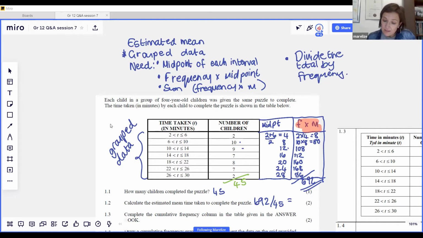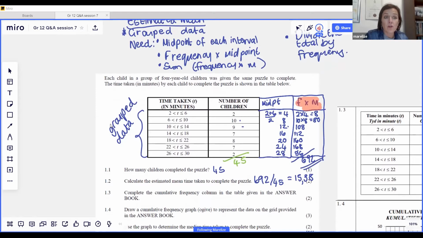And just because you did this in grade 10 doesn't mean I can't ask it. So that gives me 15,38 if I round to 2 decimal places. Okay, so as you can see, this comes up. So definitely include this in your notes. Got to be ready for anything. Estimated mean. Anything from grade 10 they can basically ask.